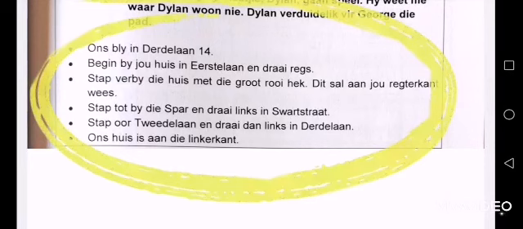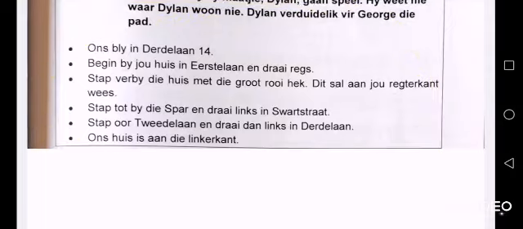Okay, then you walk until you get to the spar and you turn left in Black Street, Swartstraat. Stap oor tweede laan en draai dan links in derde laan. Okay, you walk over second lane, and then you turn left into third lane. Ons huis is on the linkerkant. Our house is on the left-hand side.